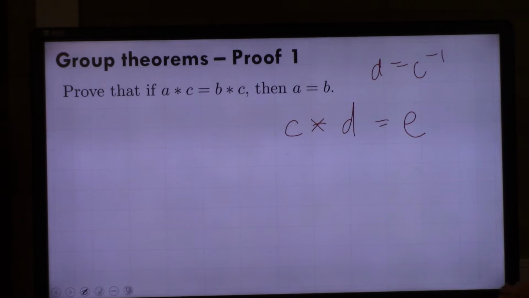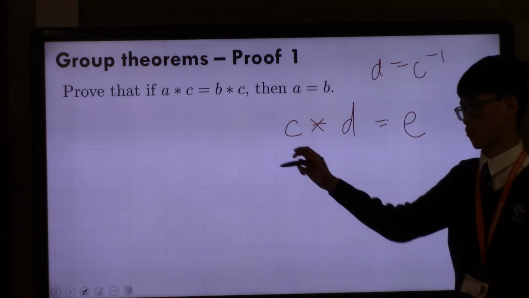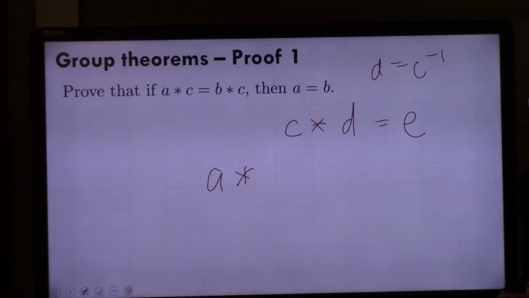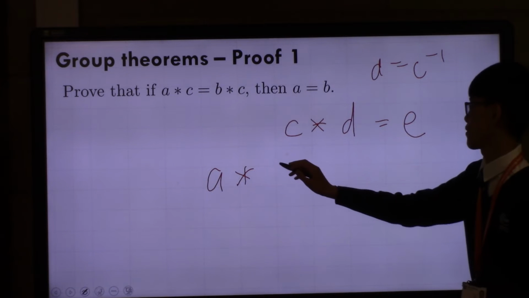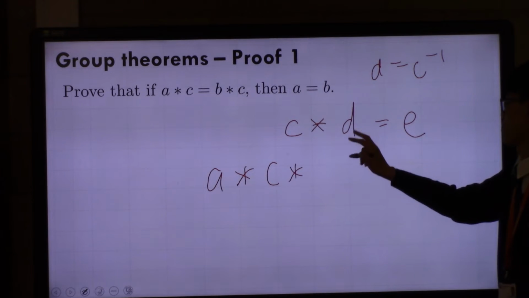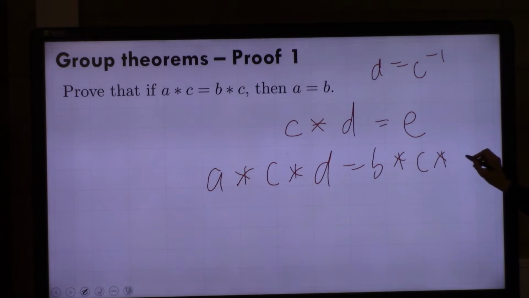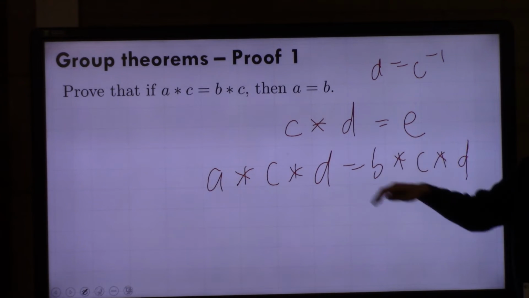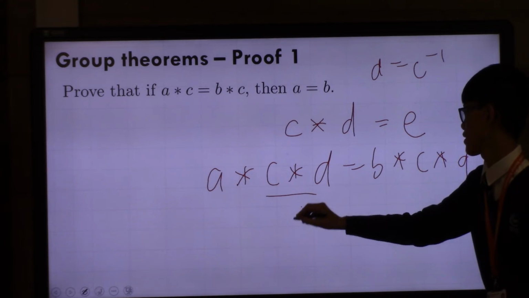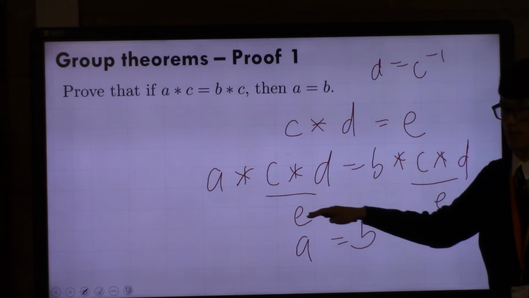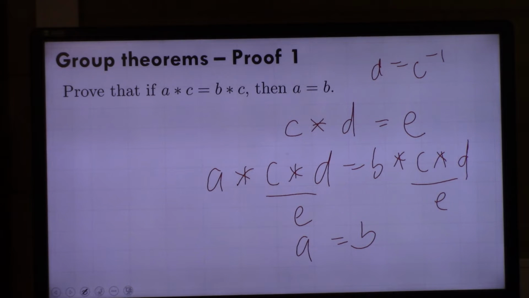From here, we can star or multiply, though it's not really multiplying, but we can call it multiplying because it looks like multiplying here. So A star C star D, multiplying each side by D, is equal to B star C star D, because we know that this D is the inverse of C, and this here is E, this here is E. So we get that A is equal to B, because multiplying by E does nothing, because it's the identity element. Does that make sense?